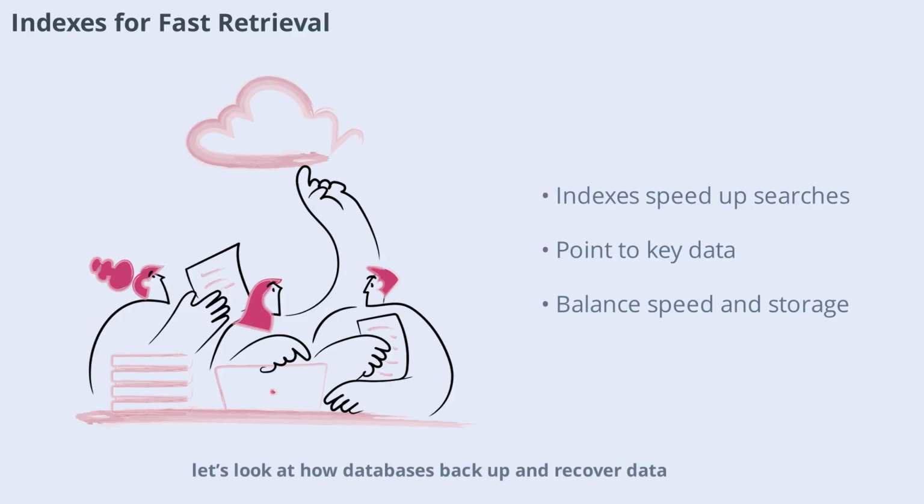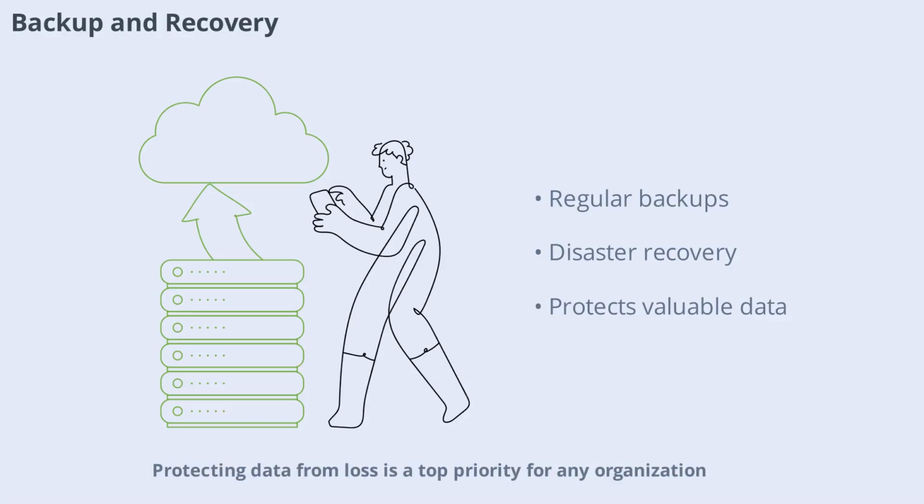Next, let's look at how databases back up and recover data. Protecting data from loss is a top priority for any organization. Traditional databases offer backup and recovery features to safeguard information. Regular backups create copies of the database that can be restored in case of hardware failure, accidental deletion, or other disasters. Recovery tools help bring the database back to a consistent state after a problem. These features ensure that valuable data is never permanently lost, providing peace of mind to users and administrators alike.